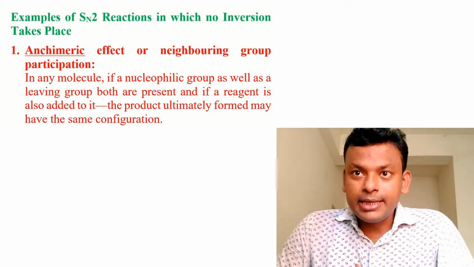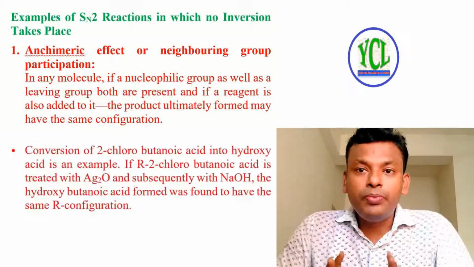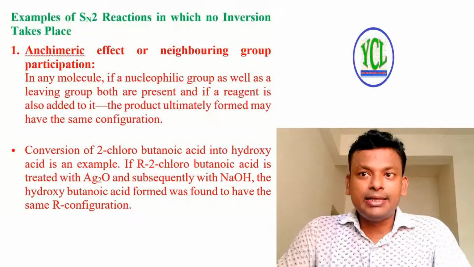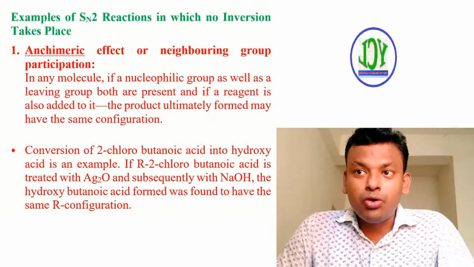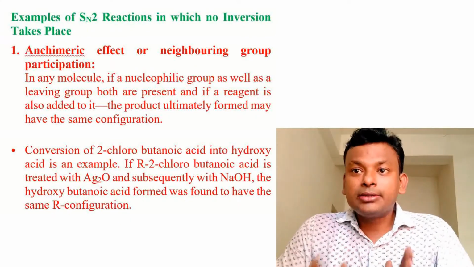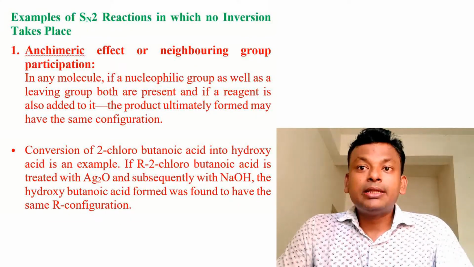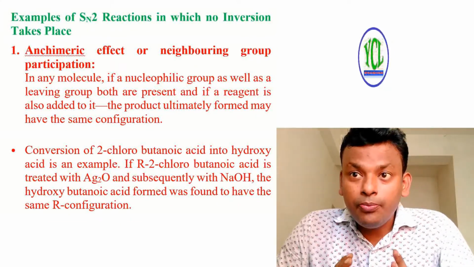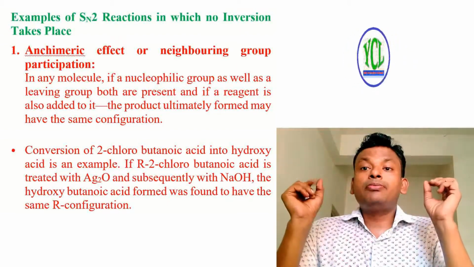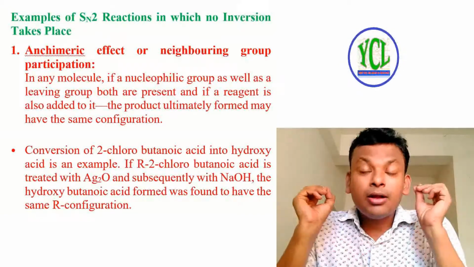Here the given example, the conversion of 2-chlorobutanoic acid into a hydroxy acid, is an example. If the R 2-chlorobutanoic acid is treated with silver oxide and subsequently with NaOH, the hydroxybutanoic acid formed was found to have the same R configuration.